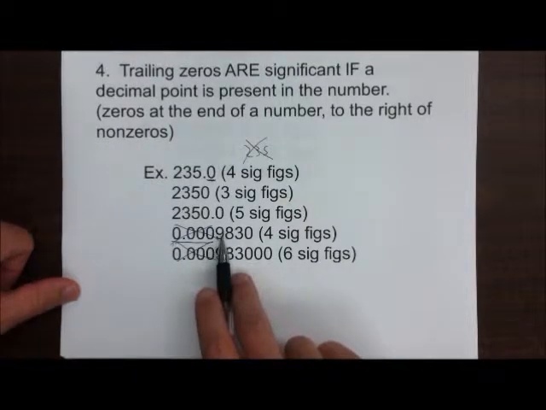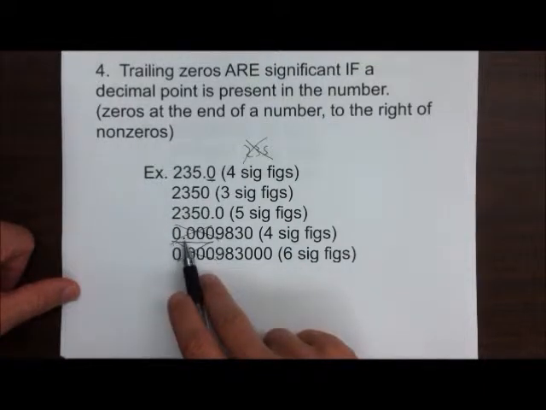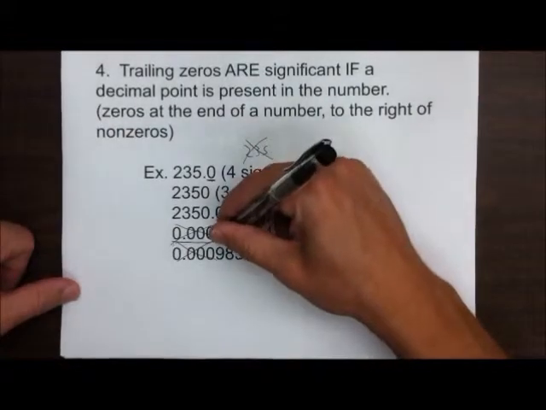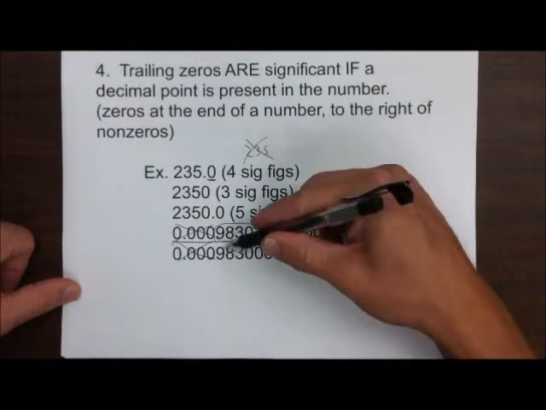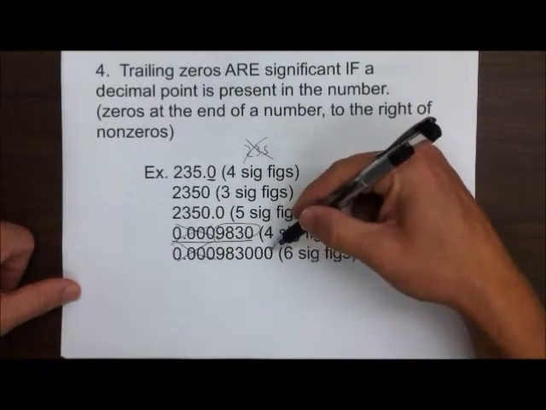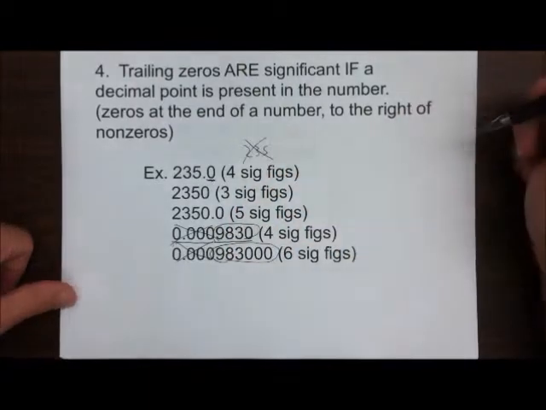So for this, we'd have to count the 9, the 8, the 3, and then this is a trailing 0 to the right of a decimal. Trailing 0 to the right of the decimal is significant, so we count all of those. And here, trailing zeros to the right of the decimal, all of those are significant.